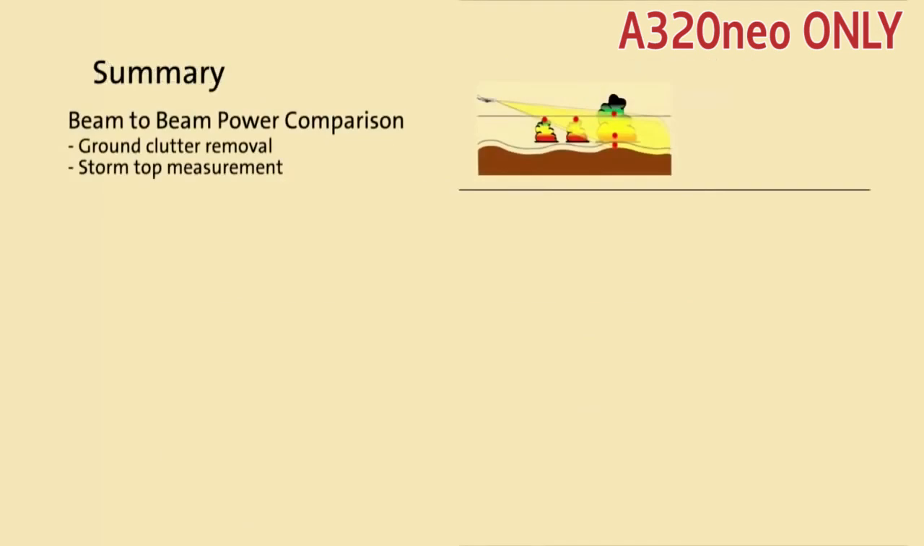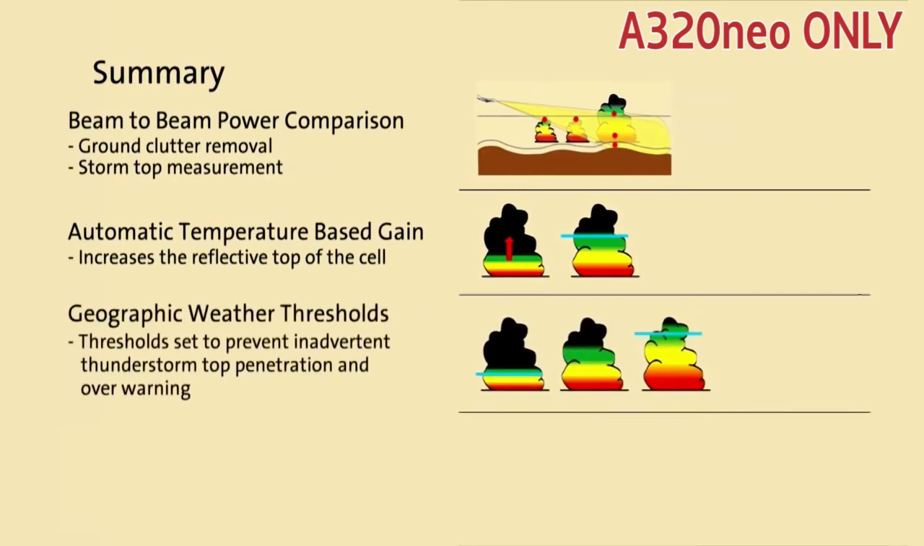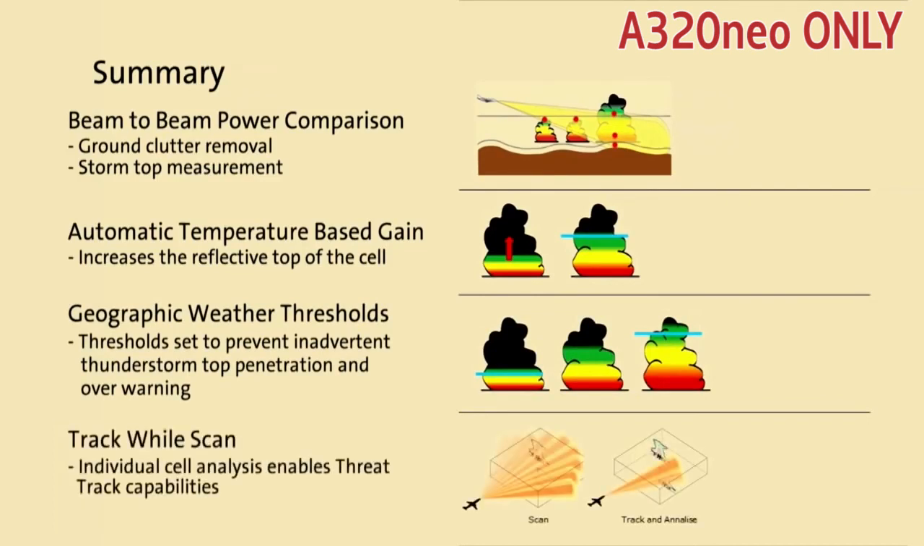In summary, MultiScan ThreatTrack radar contains a decade's worth of technologies that drive the radar. But the four fundamental elements are beam-to-beam power comparison that enables ground clutter removal and cell top measurement, automatic temperature-based gain that allows the radar to better see non-reflective cell tops, geographic weather correlation that enables the radar to better predict actual cell tops in the different regions of the world, and track-while scan technology that enables detailed thunderstorm analysis and activates the ThreatTrack warnings.